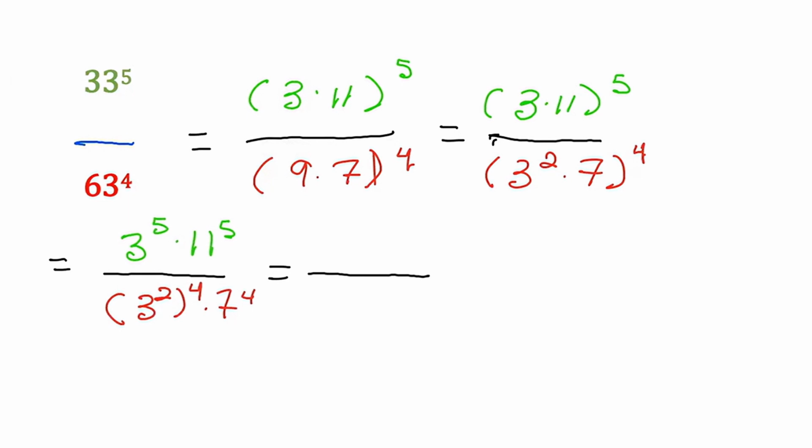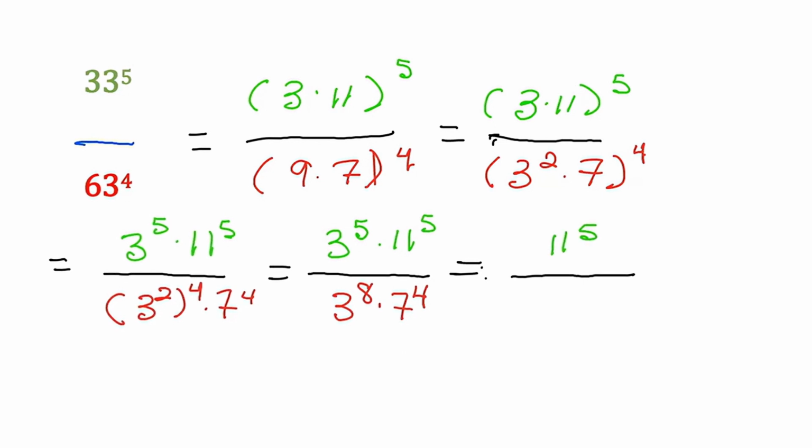Not doing anything with the numerator at the moment. With those two exponents right next to each other, we can multiply the exponents of 2 and 4 down there in the denominator. Then I'm going to reduce. 3 to the fifth over 3 to the eighth is 3 to the negative 3, but I can put that in the denominator as 3 to the third power. So I'm left with 11 to the fifth in the numerator, and in the denominator, 3 cubed times 7 to the fourth.